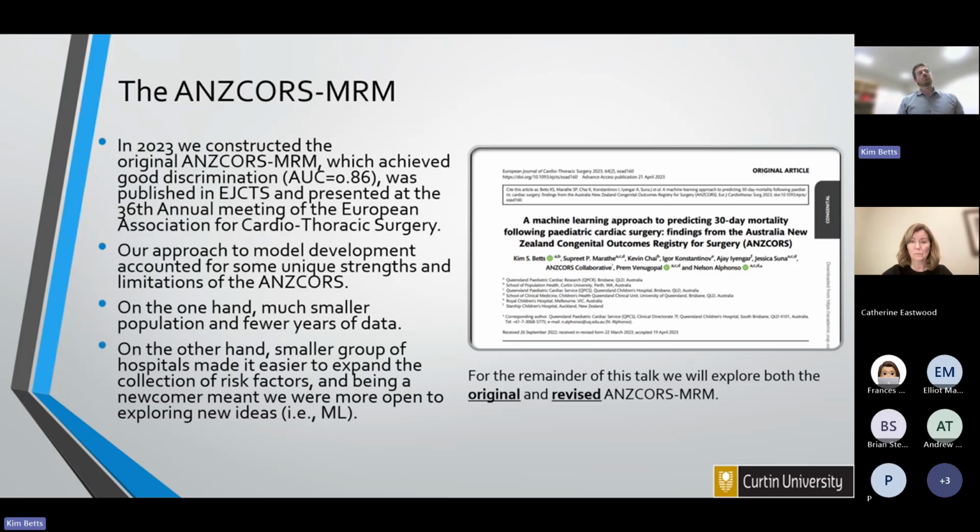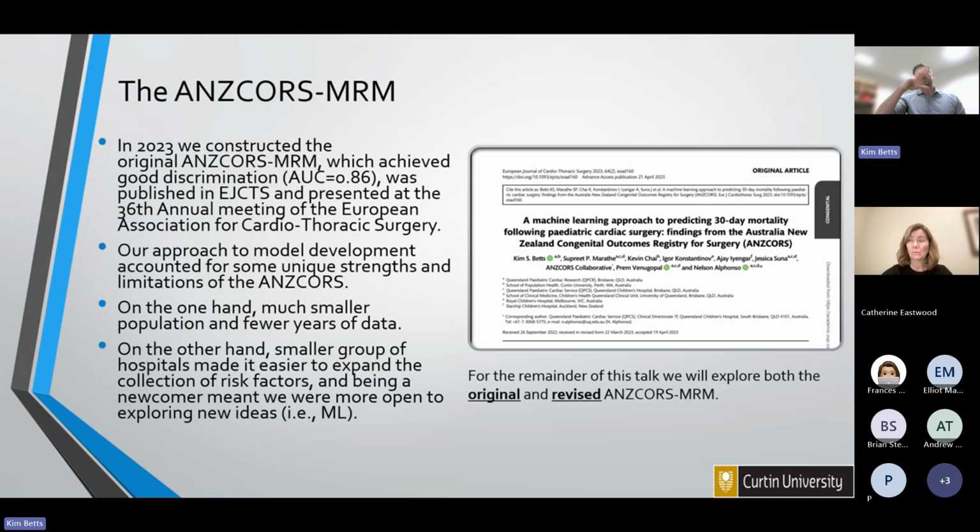On the other hand, having a smaller group of hospitals where it's pretty easy to get all the directors of pediatric cardiac surgery at the same table meant that we could standardize and collect more risk factors than I believe the other registries were doing at the time anyway. I haven't kept up to date with what the other registries are doing in recent years. And we, being a newcomer, were more open to exploring ideas like machine learning when building our mortality risk model.